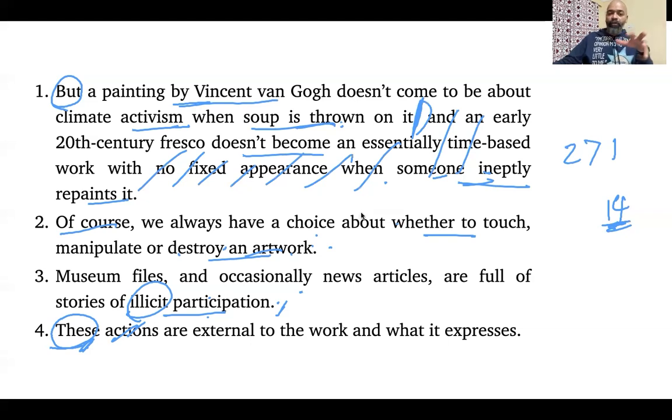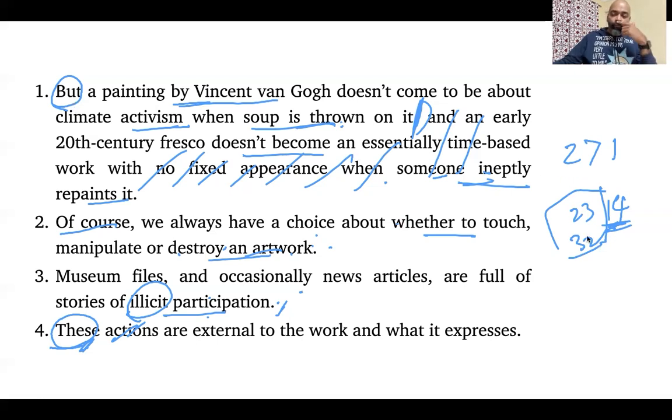So a painting by Van Gogh doesn't come to be about climate activism and soup is thrown on it. These actions are external to the work and what it expresses. So on the left side of "but", what should be there? We have a choice about whether to touch, manipulate, or destroy an artwork. Museum files are full of stories of illicit participation. These two will come to the left side of 1, because there is illicit participation, but just because there is illicit participation doesn't mean it will become something else. The painting remains the painting. It doesn't come to be about climate activism just because someone's damaged it to make a point, okay? So you know that 2, 3 or 3, 2 will be on the left side of 1, 4 because of the usage of the word "but" here, right?